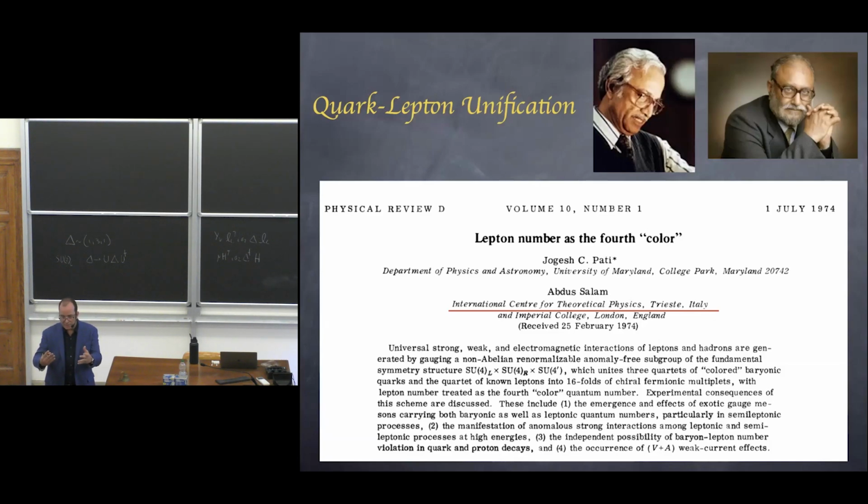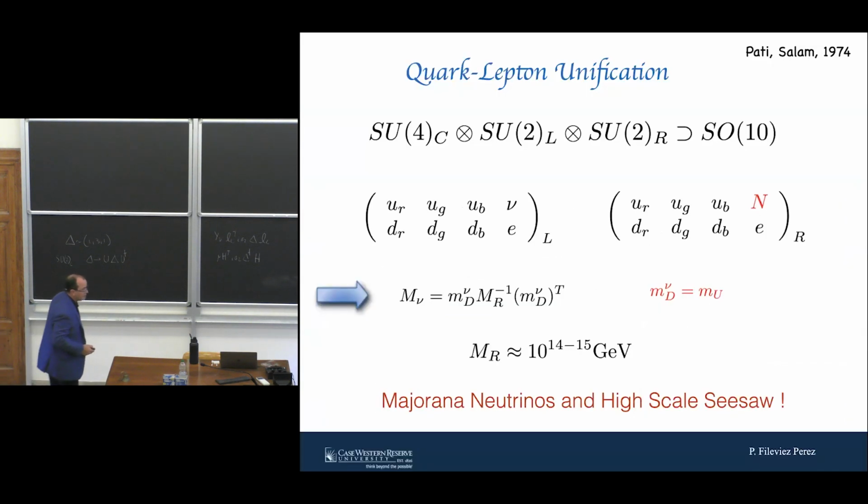Then generically, if this symmetry is broken by two units, you should be able to get Majorana neutrinos. Okay? But this was 50 years ago. I was not born yet. People were talking about it, but this is the first theory that was written. You just pay attention to the SU(4) symmetry.